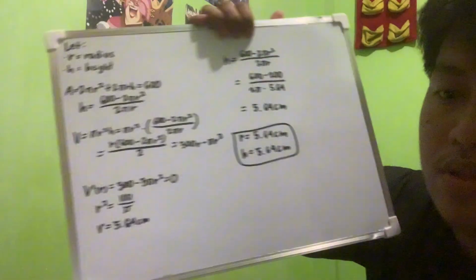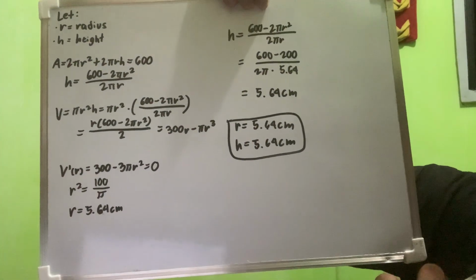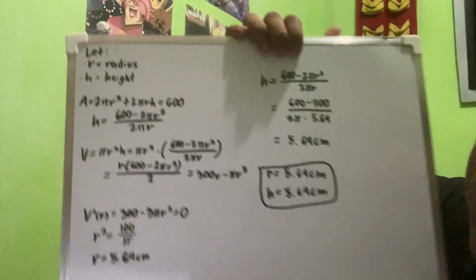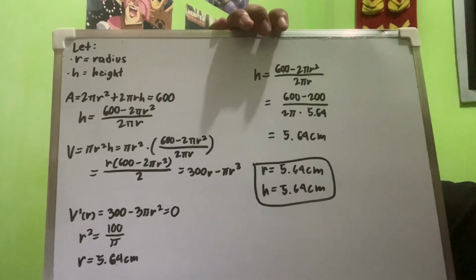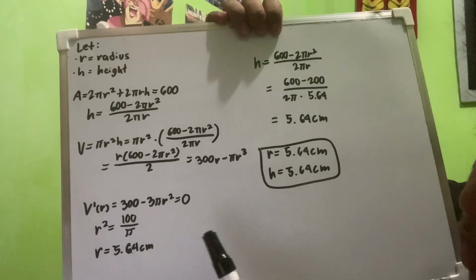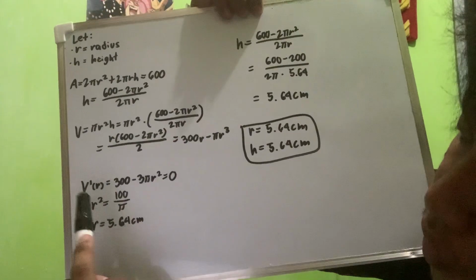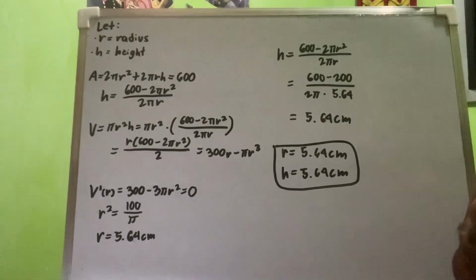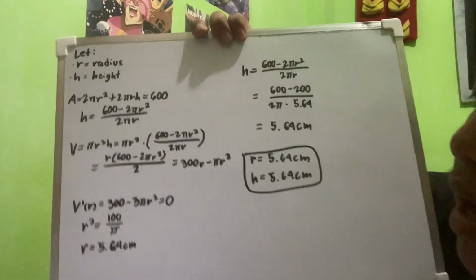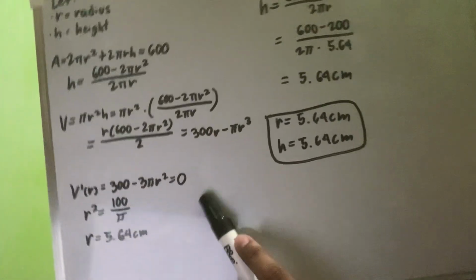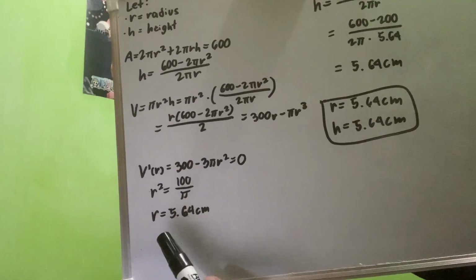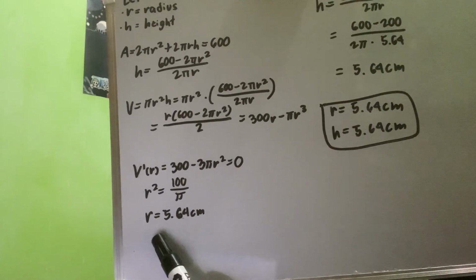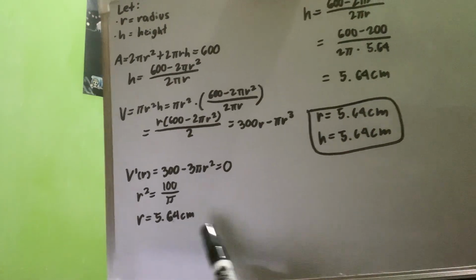So now we differentiate V prime of r and set it to 0, and we're going to solve it. So V prime of r equals 300 minus 3 pi r squared equals 0. So r squared equals 100 over pi. Then we have r equals 5.64 cm.